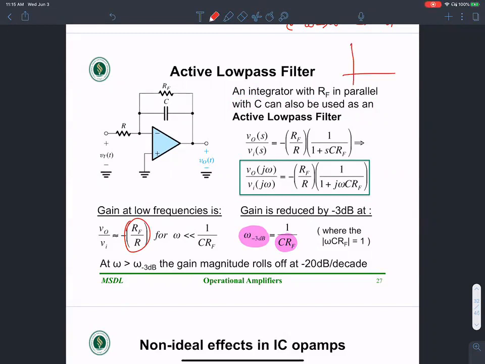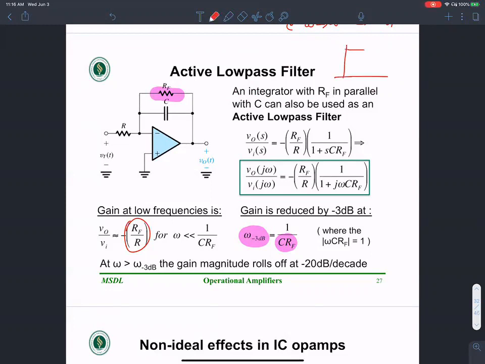If you think about plotting it, plotting frequency in terms of the log, and 20 log base 10 of AV on the other axis, you'll see that this value is RF over R, 20 log base 10. The DC value of the magnitude of gain is going to be RF over R, and you can take a dB of that. But the idea is the integrator with RF in parallel can also be thought of as a low pass filter.